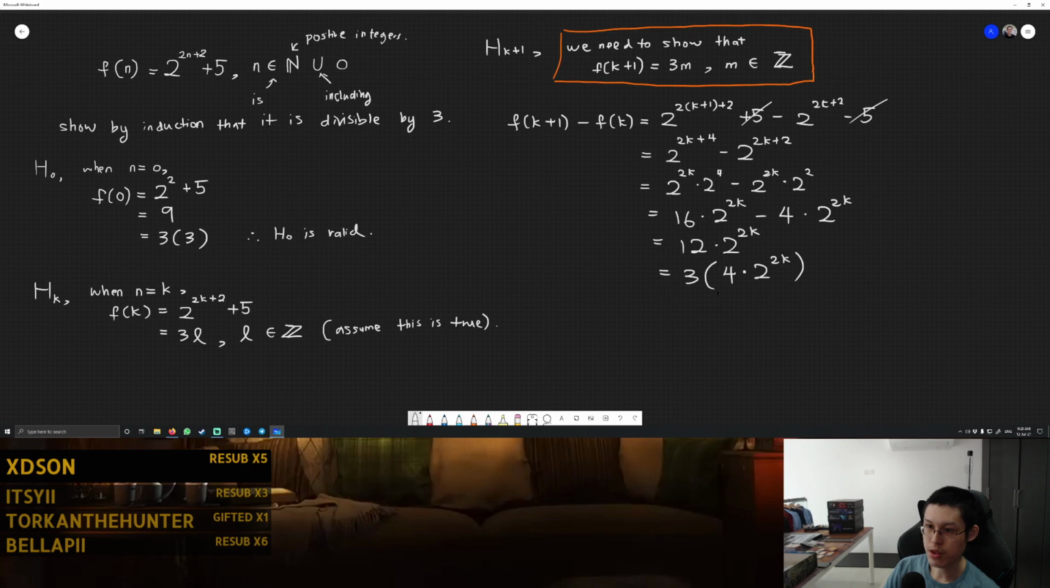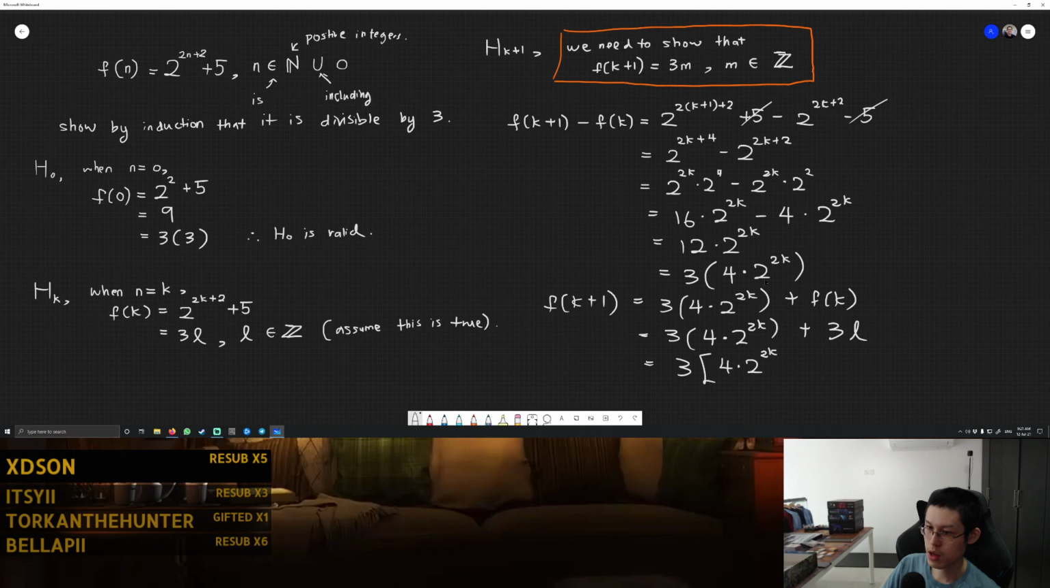if these are both divisible by 3, that means this has to be divisible by 3 as well. If this doesn't quite make sense to you, let me rewrite it in this form. Then maybe it might look a bit more sensible. We're assuming that fk is divisible by 3, so we can write this as 3l. So we can take 3 out, which means we get 3 times 4 times 2^(2k) plus l.